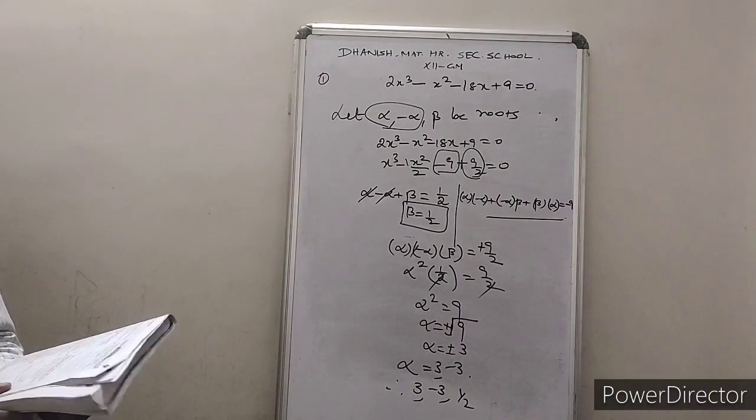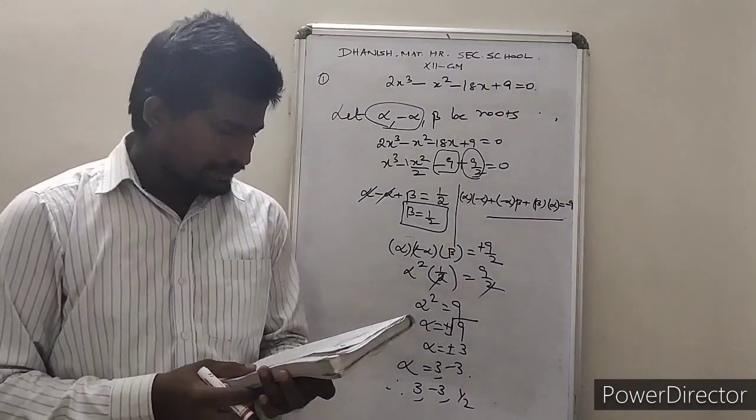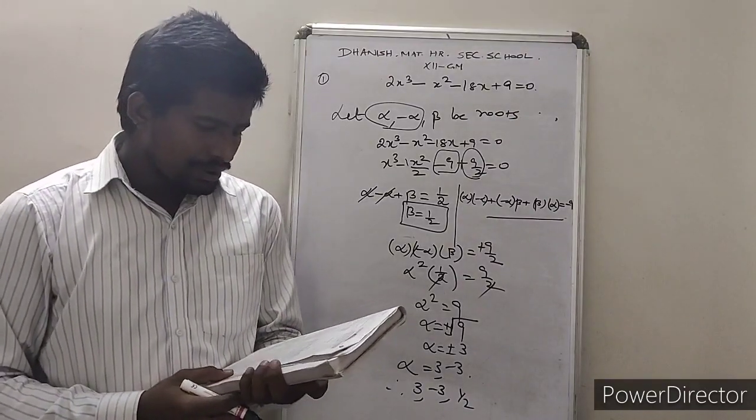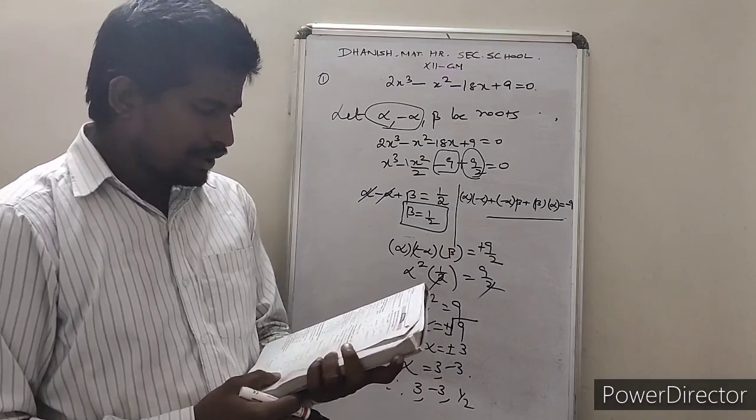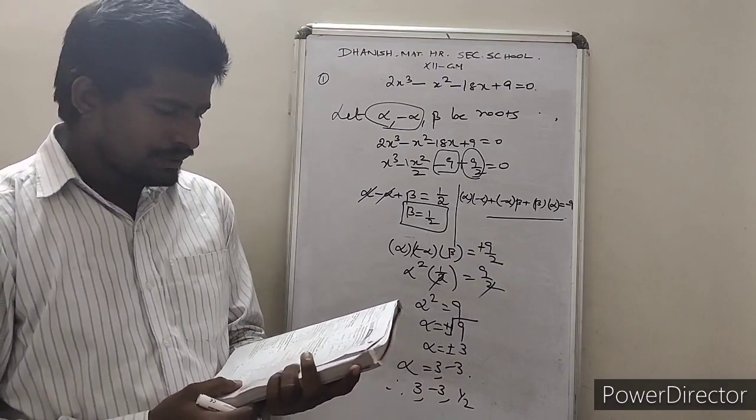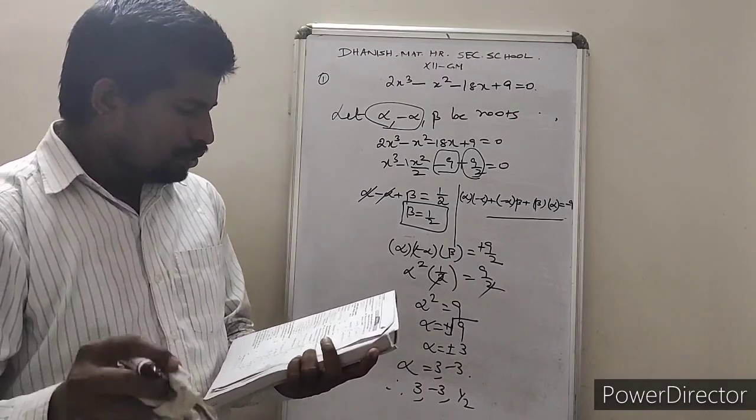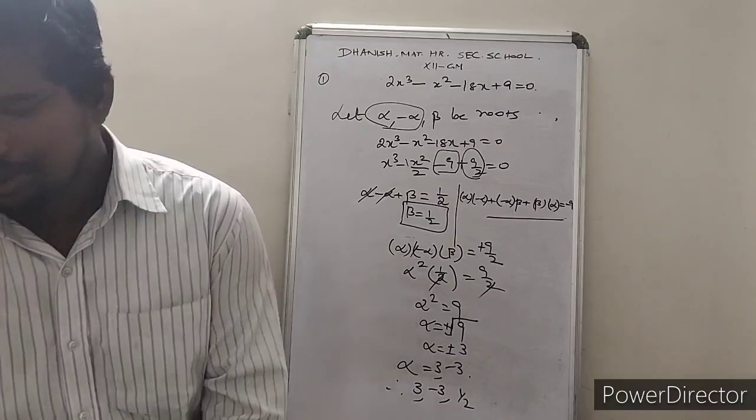Now look at the second one. This is a very important one. Look at the second one. Solve the equation 9x cube minus 36x square plus 44x minus 16 equals 0 if the roots form an arithmetic progression.